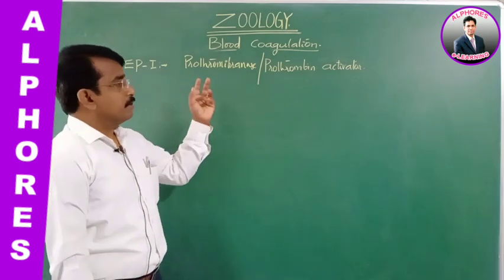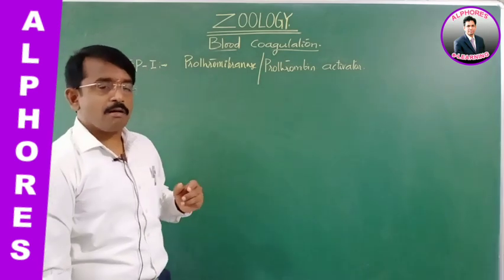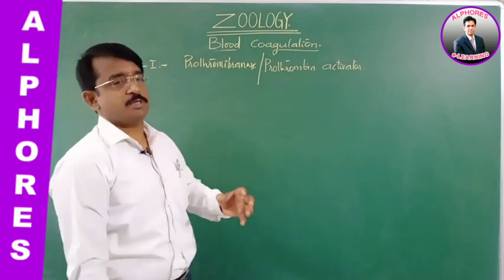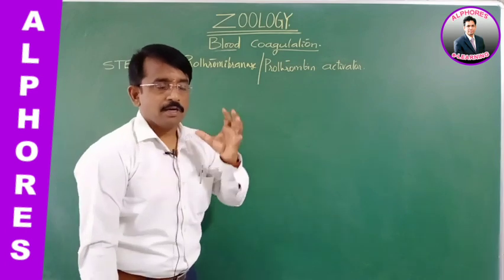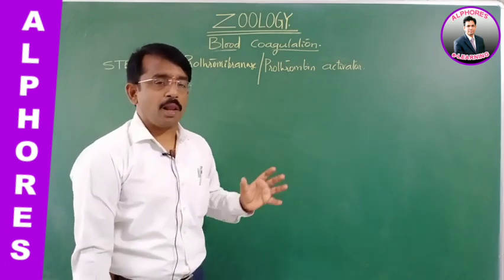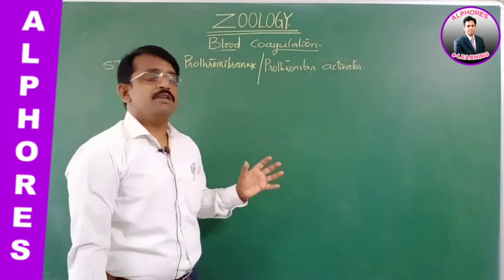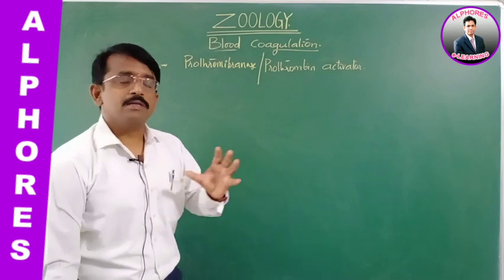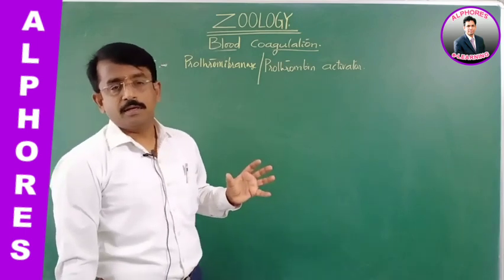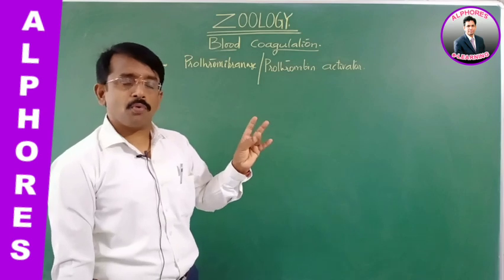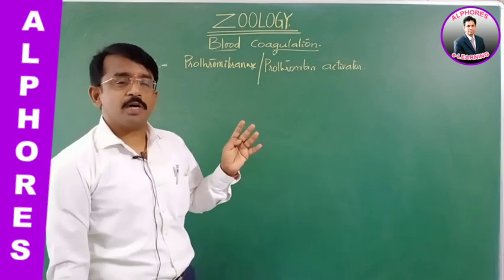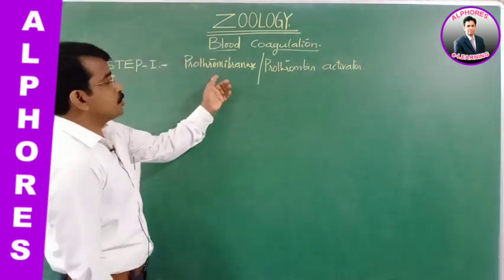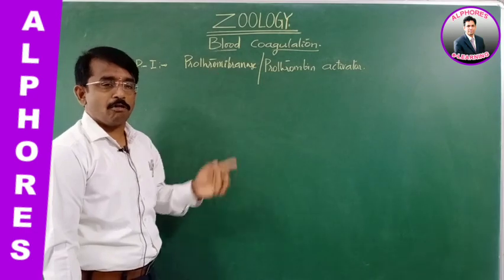Generally, there are 13 factors involved in the blood coagulation process. In terms of number they will come to 12, but we consider 13. The reason is that the sixth one is hypothetical and is deleted. That's the reason the factors are 1, 2, 3, 4, 5, 7, 8, 9, 10, 11, 12, 13. Now we'll see those 13 factors.